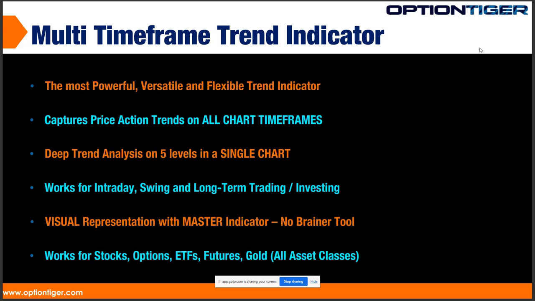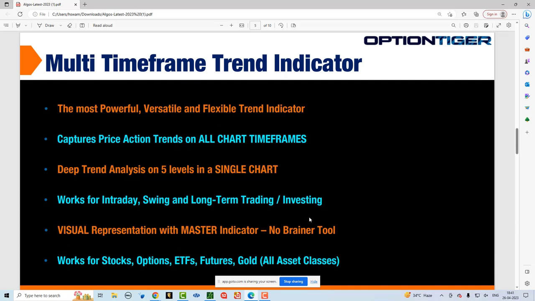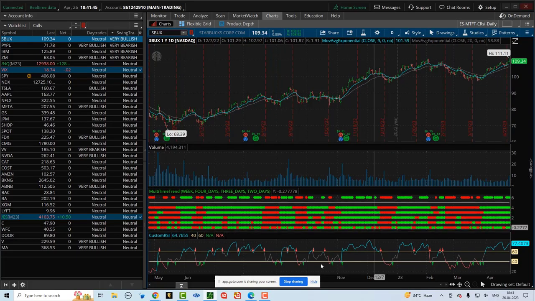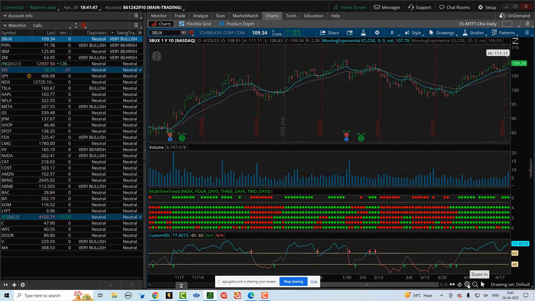It doesn't matter. And it gives you deep trend analysis on five different levels in a single chart. This is very, very powerful, because on one single chart, in a visual manner, you can know on five different time frames what the trend is. So let's go back to our Thinkorswim, and let me explain this. Let me zoom in a little bit.